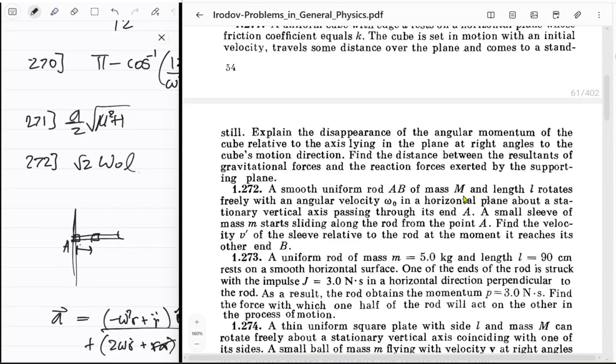Do we care about this mass m, the mass of the rod? No, we don't.